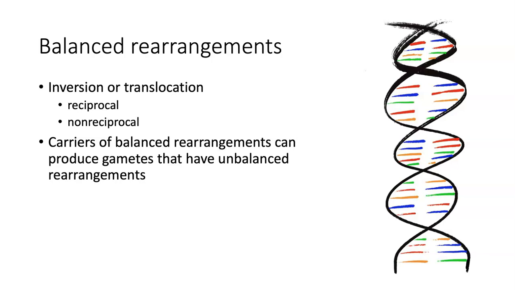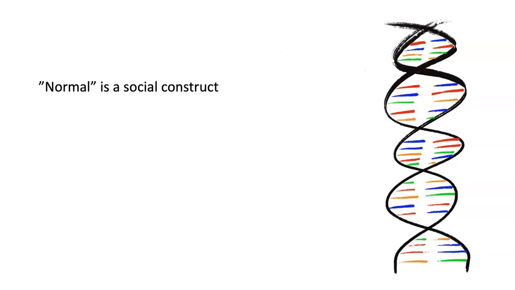Individuals with balanced rearrangements, while not having a clinical phenotype themselves, can produce gametes with unbalanced rearrangements, resulting in a genetic disorder. Balanced translocations are more common in couples who have had 2 or more spontaneous pregnancy losses and in males who are infertile. When reflecting on chromosome disorders, I pause when I think about the medical community's use of the words normal, abnormal, disability, and so on.